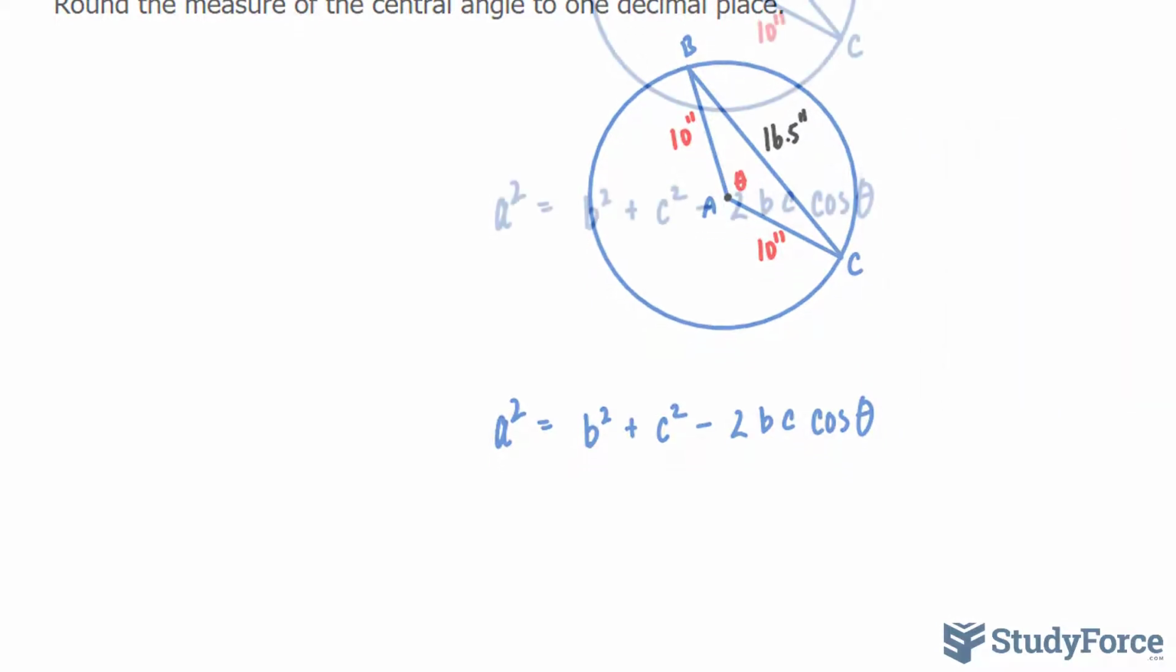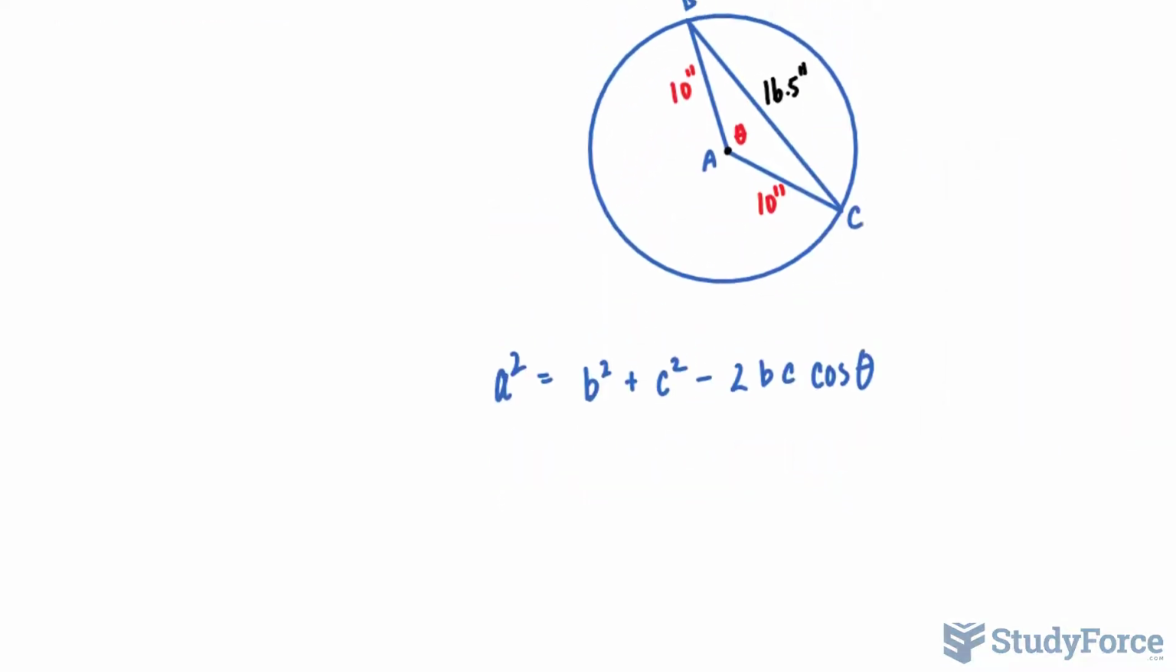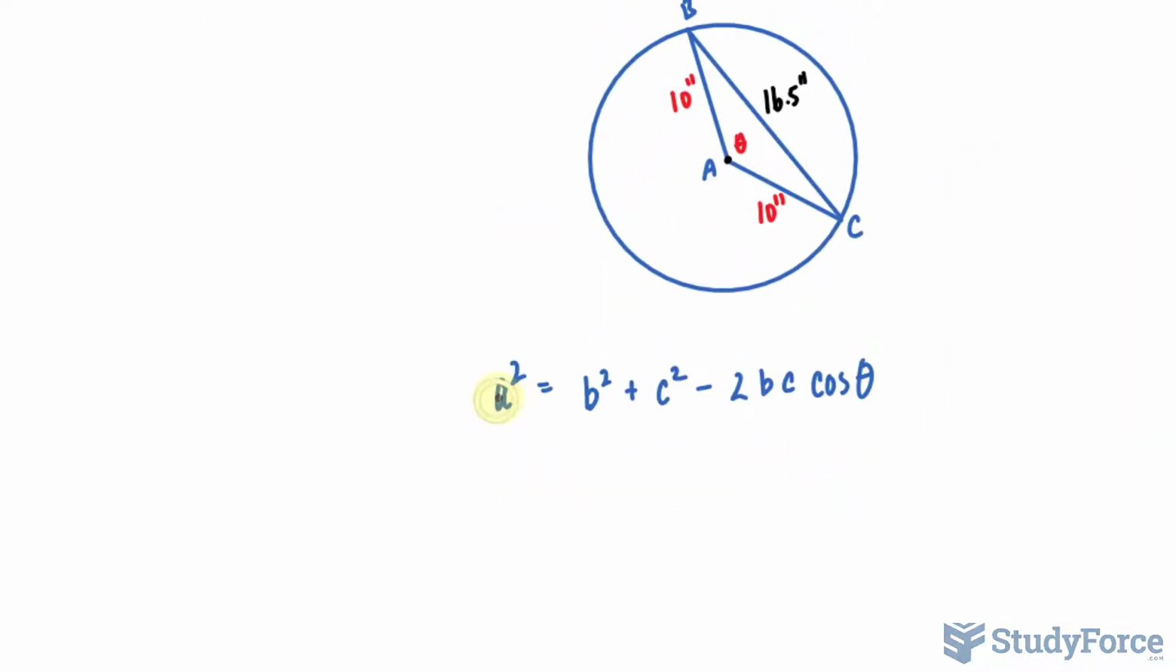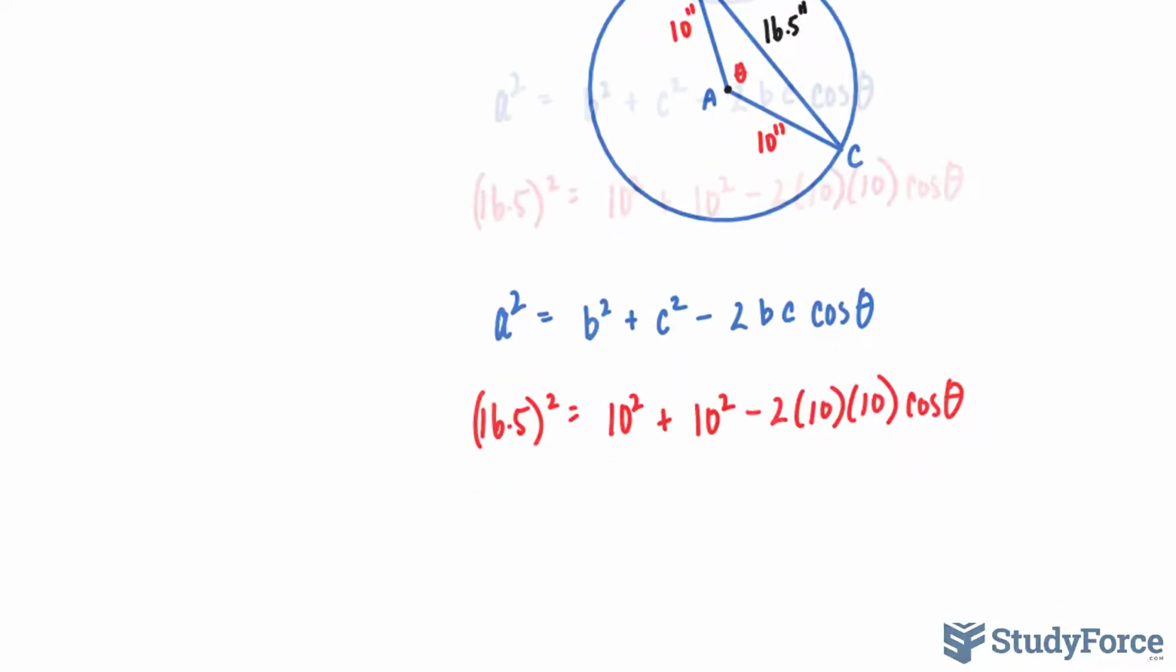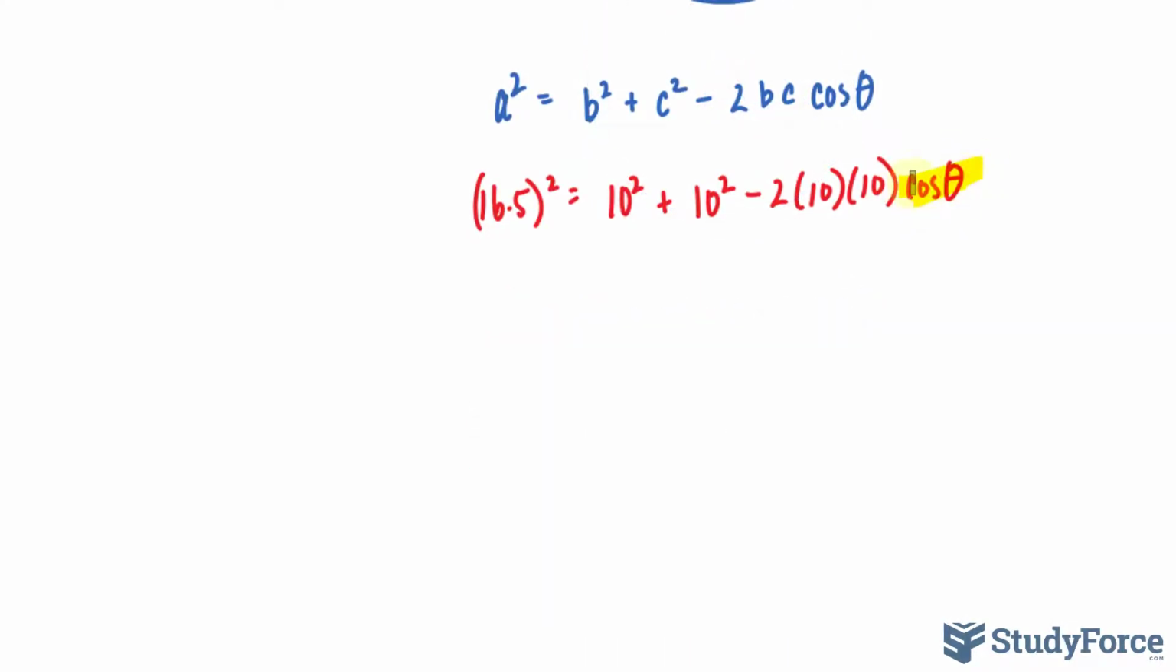There are two others. And from here, I'll substitute everything that we know. So little a is 16.5 to the power of 2. Notice that it's opposite of big A. Little b will be 10 squared, and so will be c, 10 squared, minus 2 times 10 times 10 times cosine theta. All we have to do now is isolate for cosine theta, then we can isolate for theta.